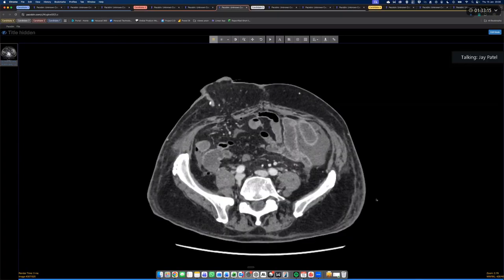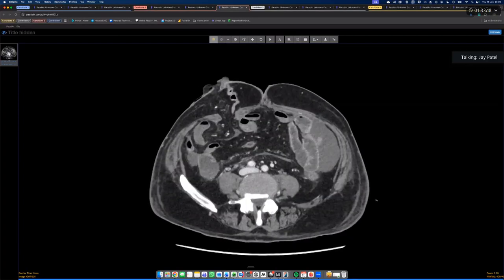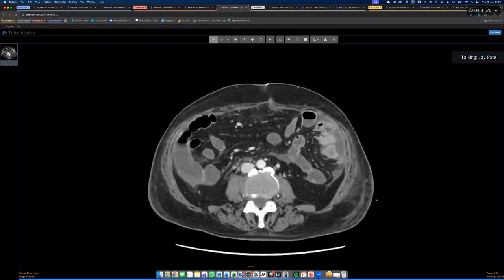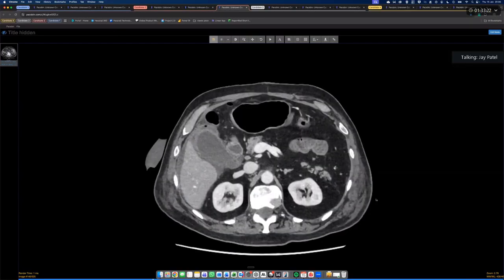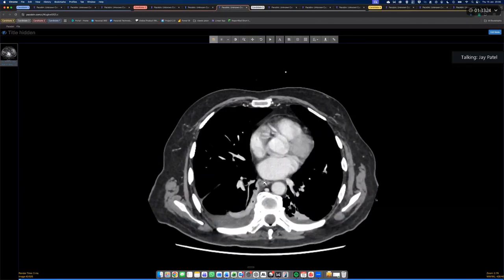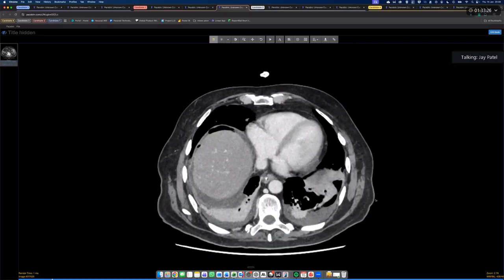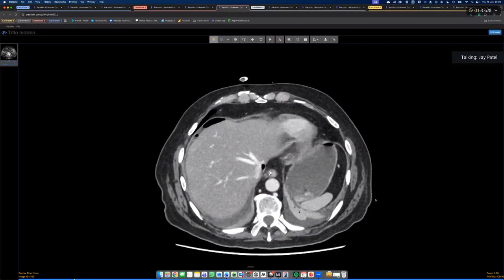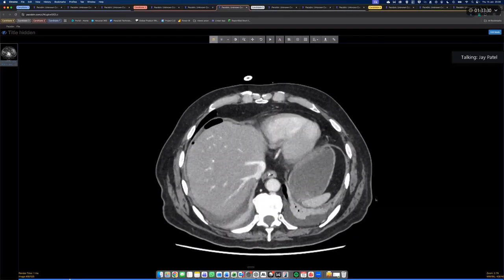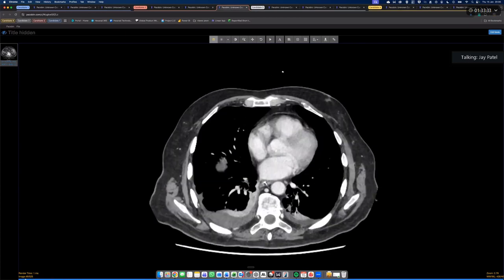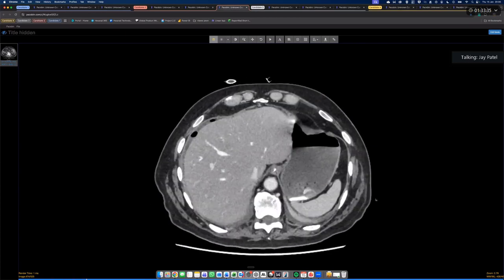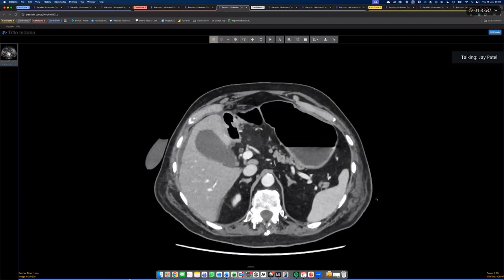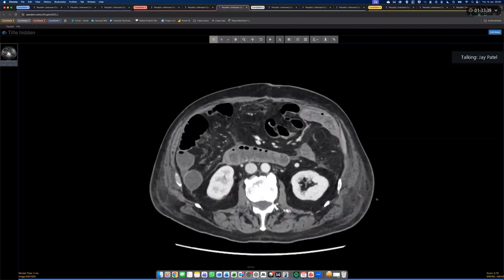Okay, so I'm just going to move us on in view of time. I think you picked up on some really interesting things and made some good observations here. The first thing you said was there's free intraperitoneal gas in keeping with surgery, which of course is true.